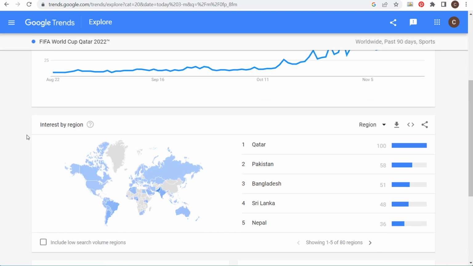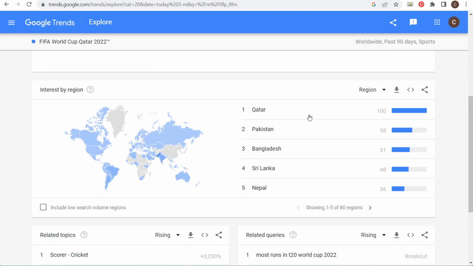And as we come down here, we can look at the interest by region. So you can see the top countries here that are searching for the FIFA World Cup. Now, obviously, Qatar, since they're hosting it, they're getting the most interest by that region. But you can see some of these other regions here and see where there's some interest and where there may not be as much interest. You can compare some of these different regions.